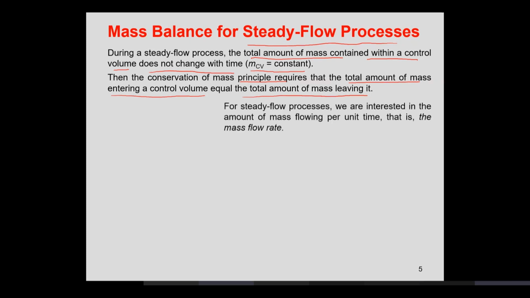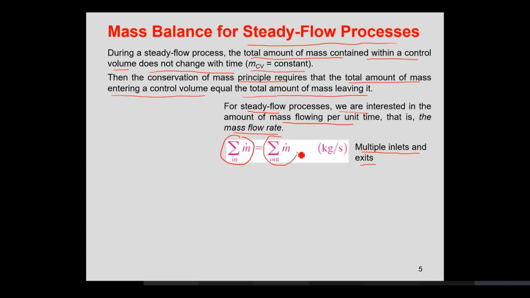Yes, sir. All right. So for steady flow processes, we are interested in the amount of mass flowing per unit time. That is the mass flow rate. And where you have multiple inlets and exits to the system, if the control volume mass is not changing with time, the summation of all the mass flow rates into the system is equal to the summation of all the mass flow rates out of the system, since the mass is not changing.